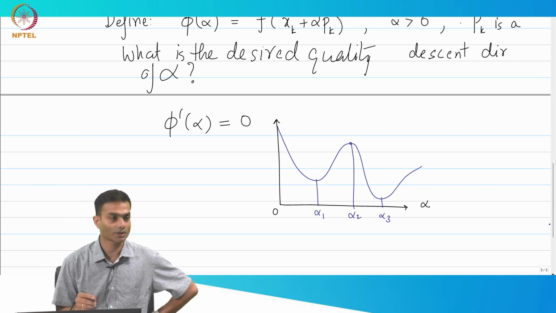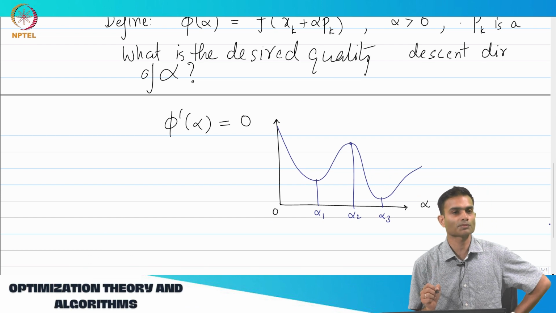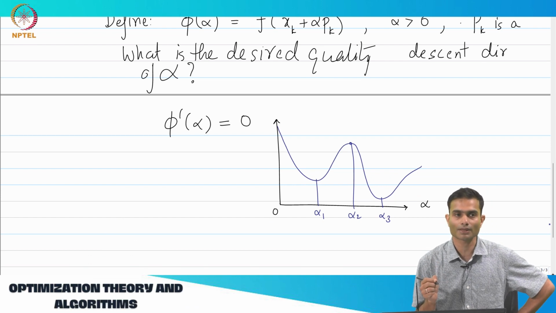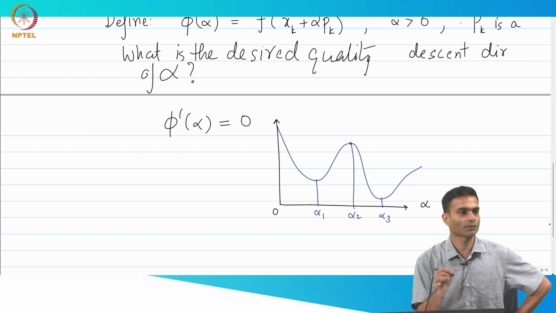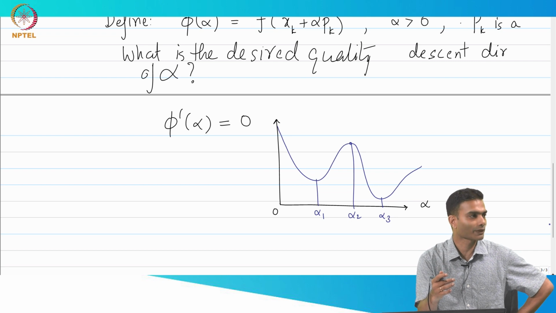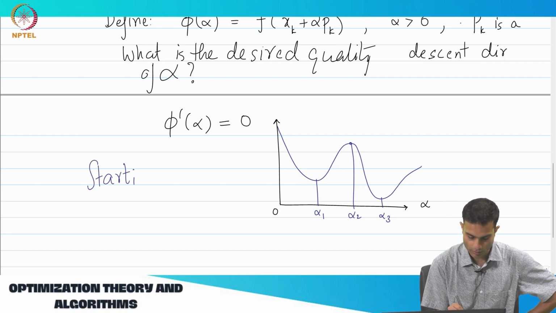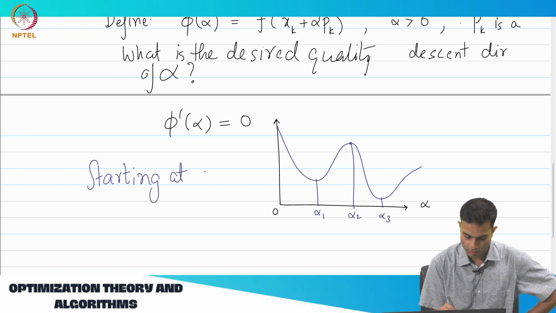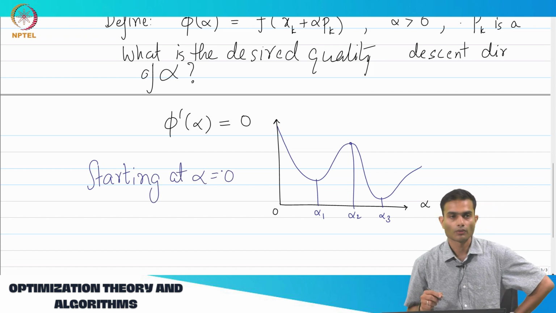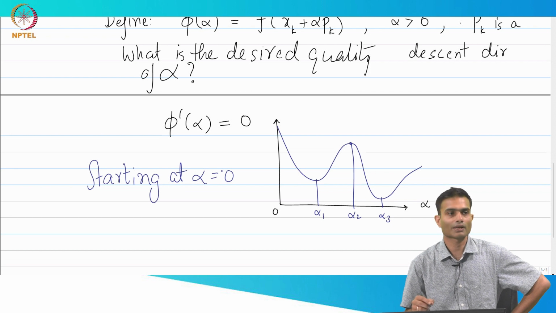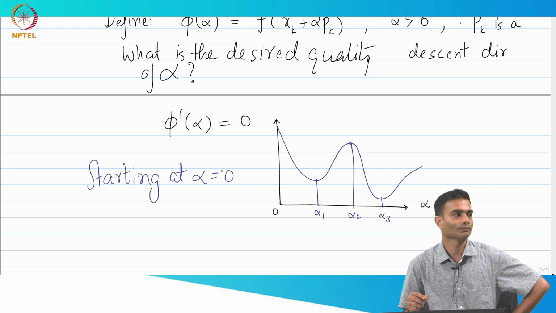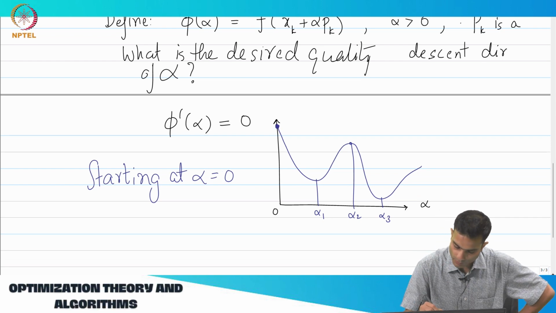Normally what is it that you start with? Where does the problem start? At what value of alpha does the problem start? When you're given the problem, you're at xk. So that corresponds to alpha equal to 0, right? So we are starting at, what does that correspond to on this graph? A single point. It tells me I am over here.